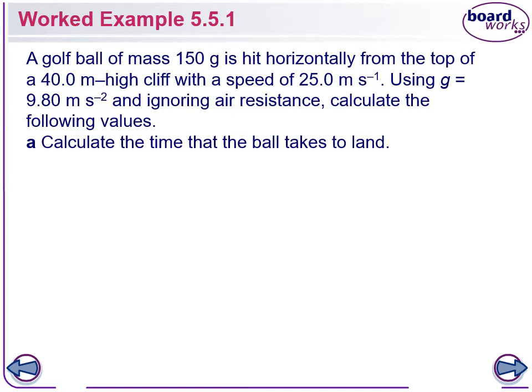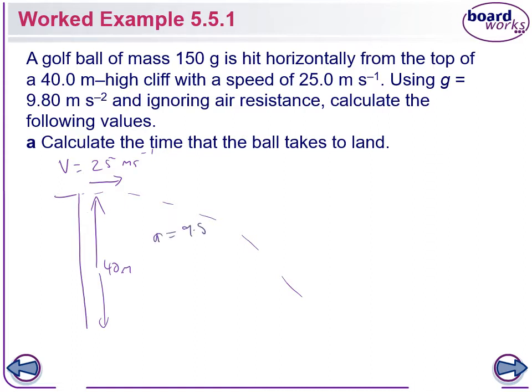Draw a diagram. So let's draw a diagram. There's a cliff. There's our golf ball. We know our cliff is 40 meters. And we know our speed initially is 25 meters per second. And we know our acceleration as well. What's our acceleration? 9.8. Good.